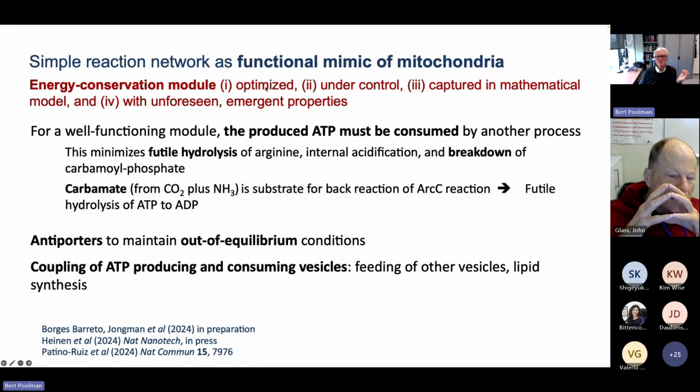We have it optimized, we have it under control, we have it captured in a mathematical model, and we have seen it with unforeseen and emergent properties. And of course, this is the most exciting part of the work because it brings us a better understanding. Well, these vesicle systems we have so far studied in solution.